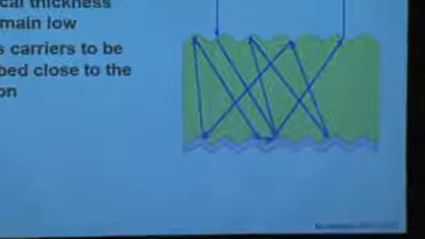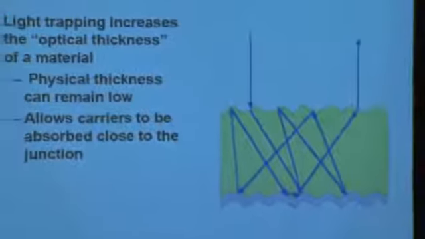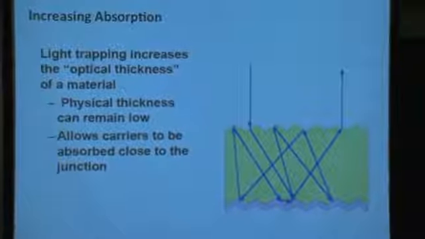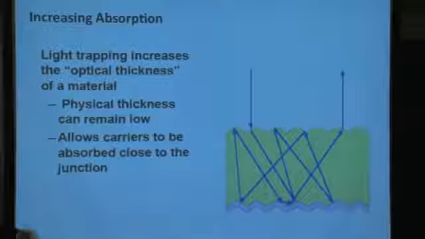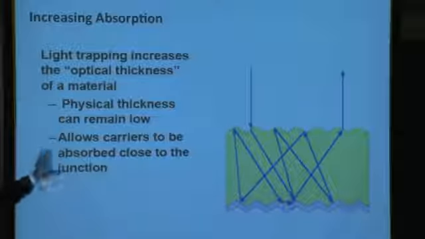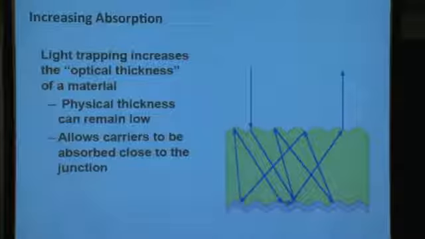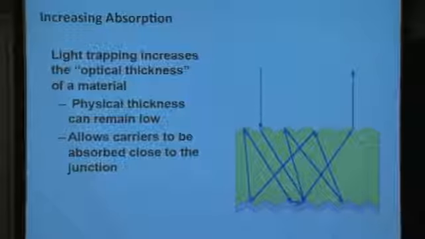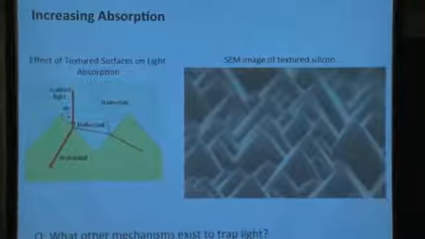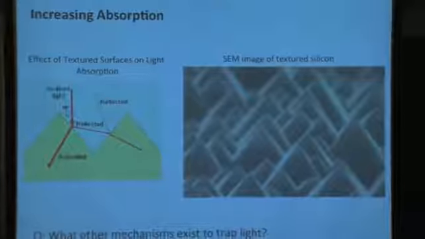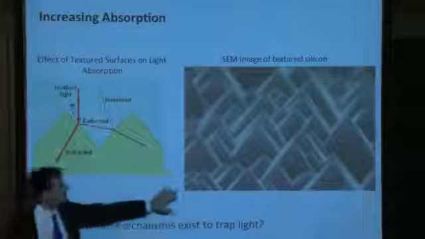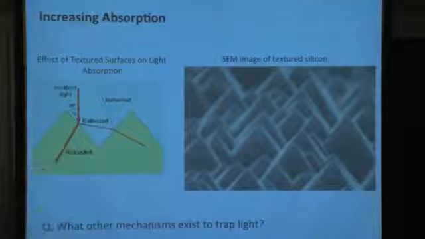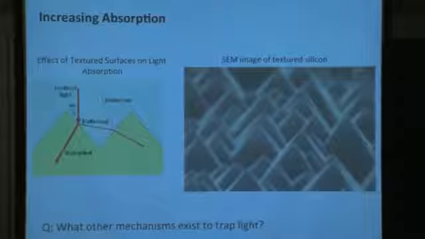So there's a strong push right now in the field to go to thinner and thinner devices. That also has the added benefit economically of using less material. So we want to decrease the thickness by improving our optical trapping, our light trapping. Another benefit is that it allows carriers to be absorbed closer to the junction, which increases their probability of collection. And we talked about this during the very beginning of class, how you might texture your surface. But now we actually saw it in producing our cells.